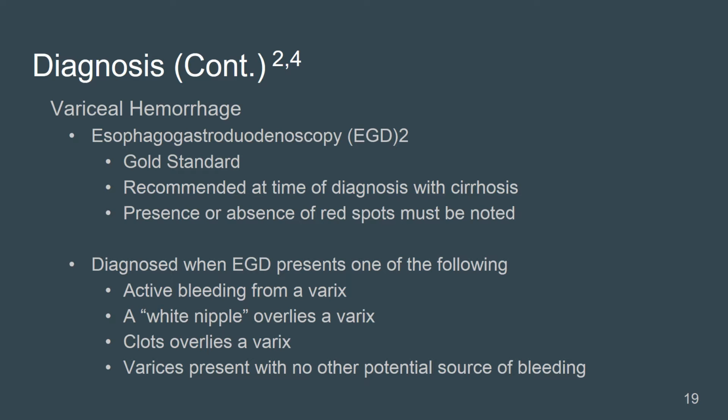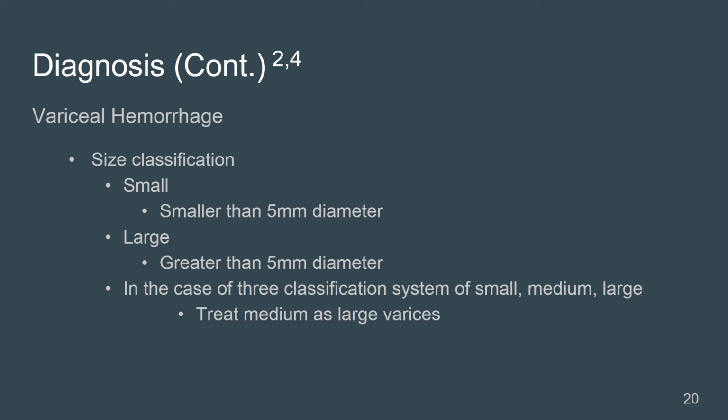So you have active bleeding from a varix, which is your red spots, a white nipple which overlies the varix, clots overlying a varix, and varices are present with no other potential source of bleeding. Once you diagnose the varices, you have two sizes. It's very easy. You got small and large. So small would be smaller than 5 millimeters in diameter. Large would be larger than 5 millimeters in diameter. In the case of a 3 classification system of small, medium, and large, all you have to do is just erase medium and treat medium as large, and everything works out.